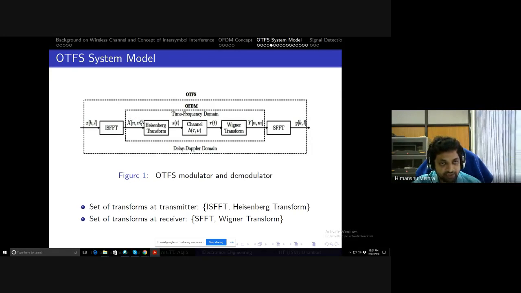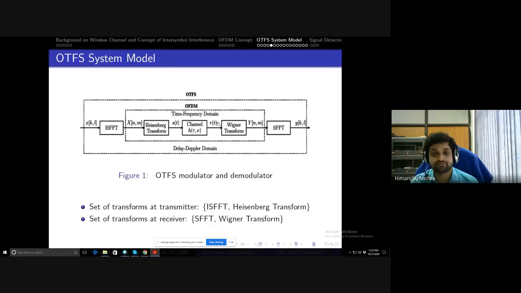Once you get the time frequency domain, your next objective is how to convert it, because you want to transmit the signal in the time domain, as a single one-dimensional signal. Is it two dimensional? To transmit the signal, I have to represent it in the continuous domain. That method is known as the Heisenberg transformation. Then you will use the channel. The channel is in the delay Doppler domain.